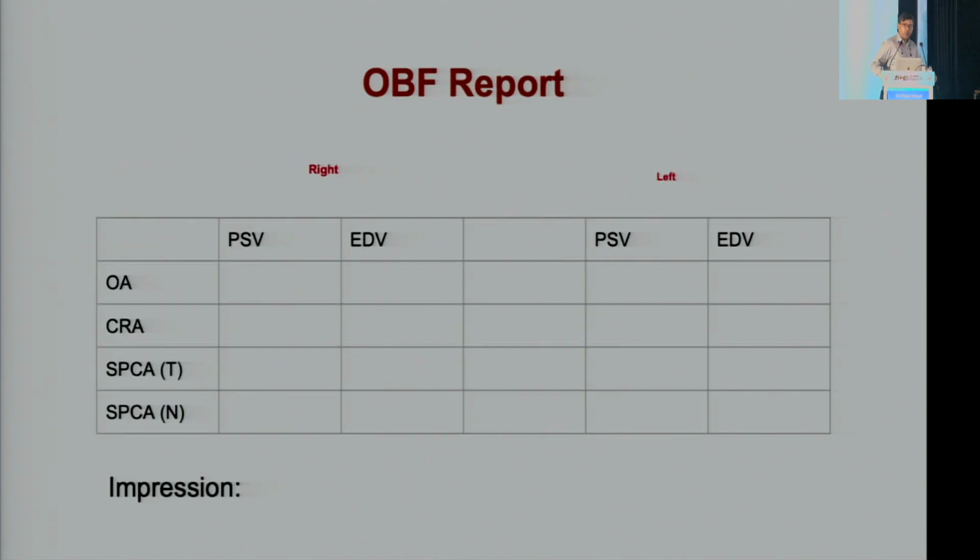And whenever we give an OBF report, a very important thing is we do not just have to see the parameters, we also have to see the experience of the radiologist, what he or she thinks when doing it. So we write here an impression. Now what is the basic aim of writing the impression? I would just show you here.